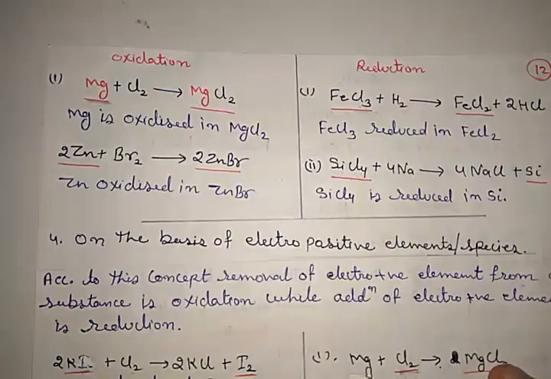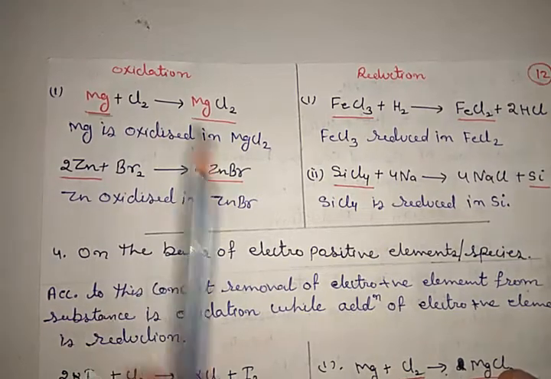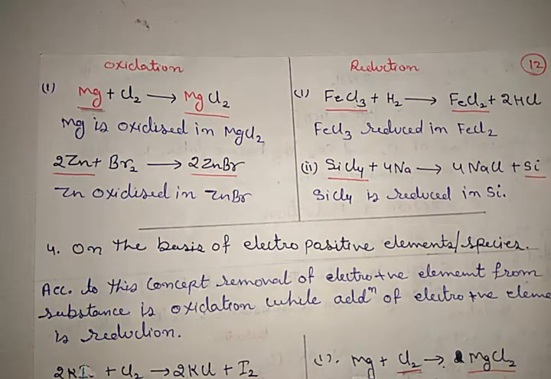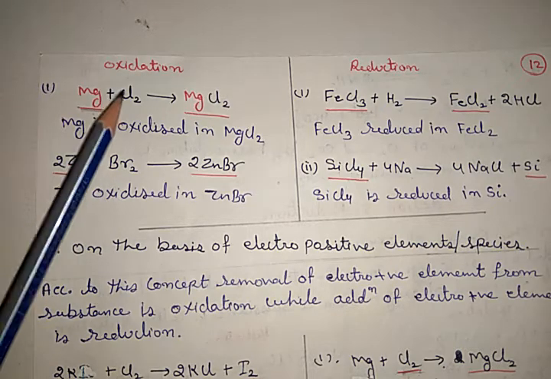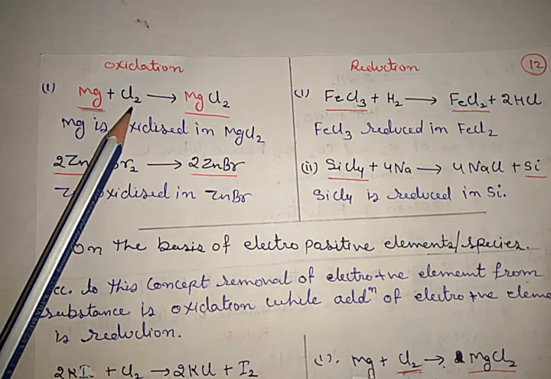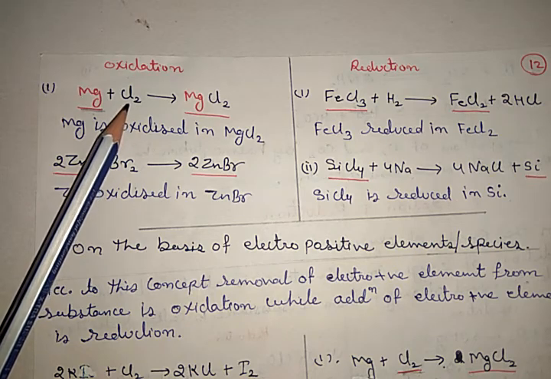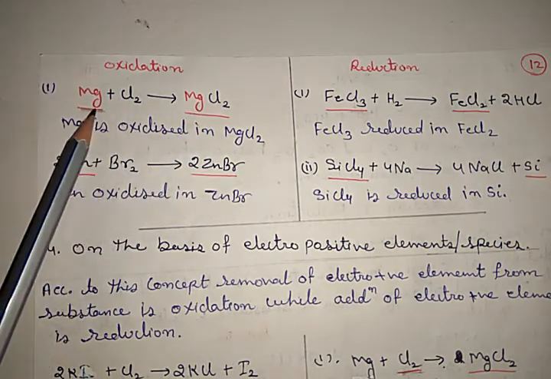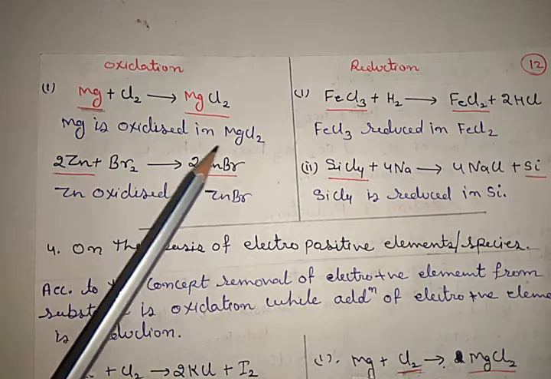If we consider its example, then the first example, let me discuss it. Magnesium combines with chlorine and makes magnesium chloride. Here, generally Cl has a tendency to make chloride, Cl negative, that is electronegative. Here an electronegative element is added to magnesium, so it is oxidized.